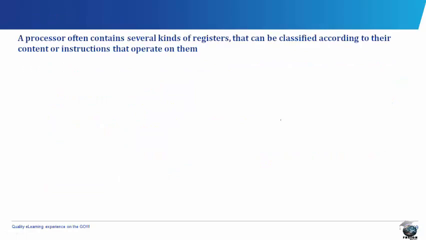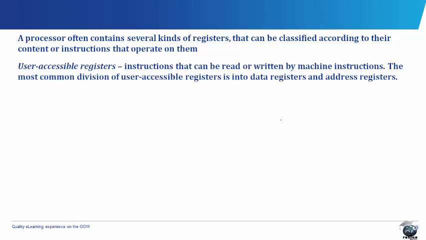Let's now talk about a processor. A processor often contains several kinds of registers that can be classified according to their contents or instructions that operate on them. Let's take an example, the user accessible registers. Registers that can be read or written by machine instructions are called user accessible registers. The most common division of user accessible registers, or UAR, is into data registers and address registers.